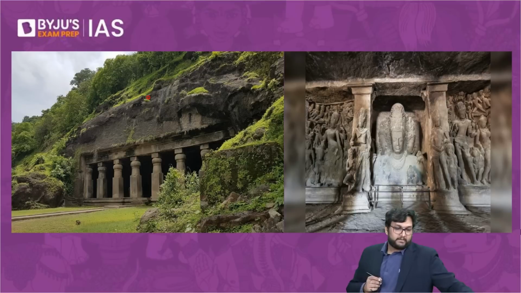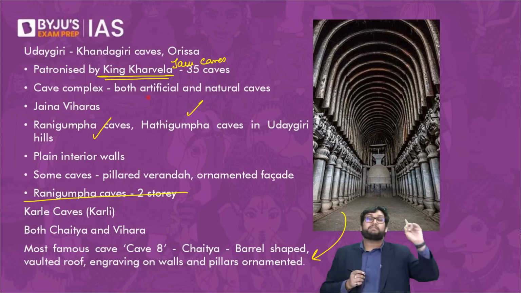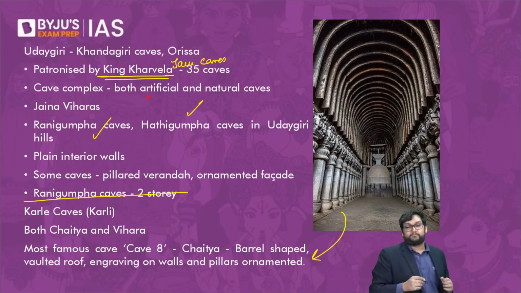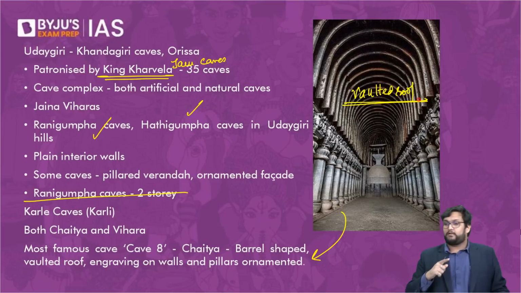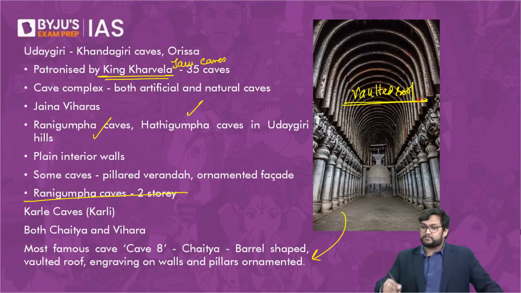Thereafter comes the most famous of all, which is Karle. Karle is known for its vaulted roof. Don't worry, I will right now make the Venn diagram, give you a break, come back and again we'll discuss. Karle is known for its vaulted roof. This is called a vaulted or gun barrel roof.